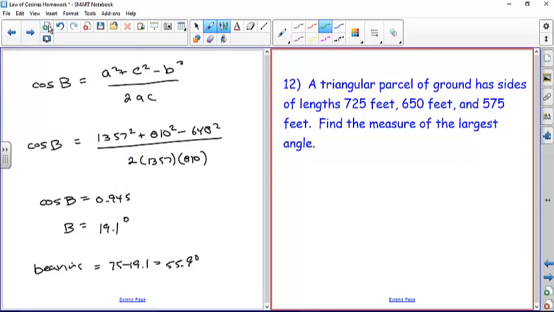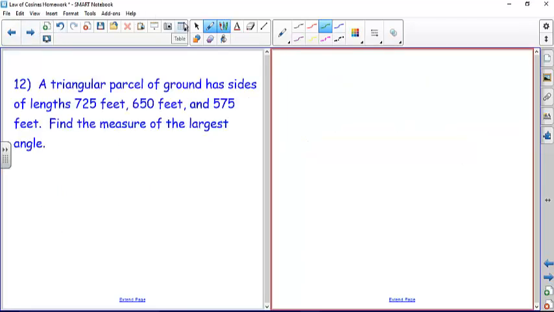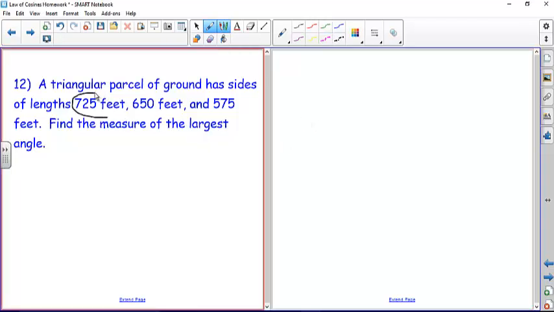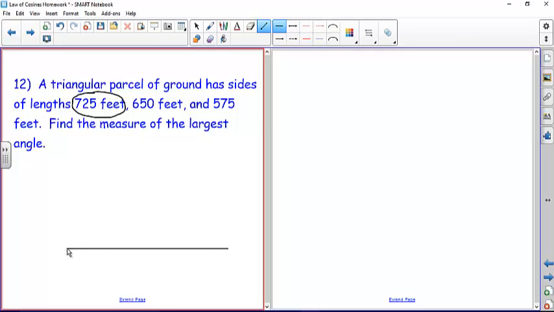Okay, next one. A triangular parcel of ground has sides of length 725, 650, and 575. Find the measure of the largest angle. Well, the largest angle is going to correspond to the largest distance. So we can draw a sketch, just a rough sketch here. I'm going to make it something like that.